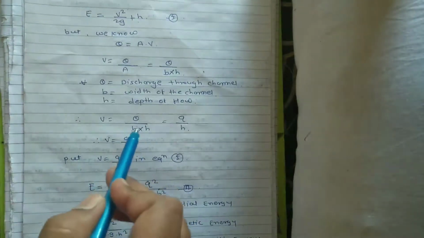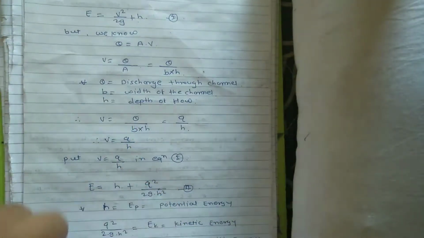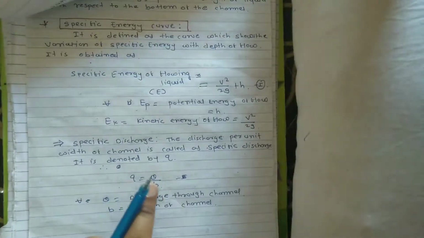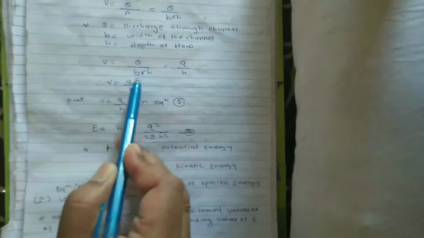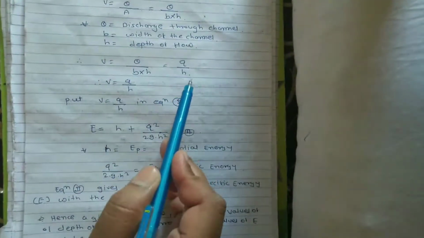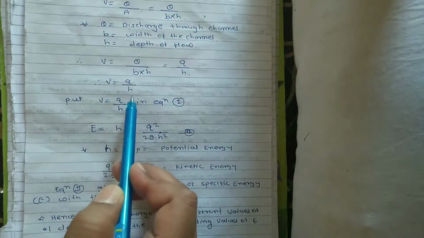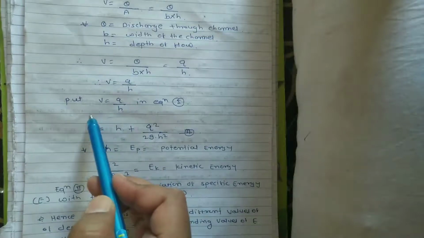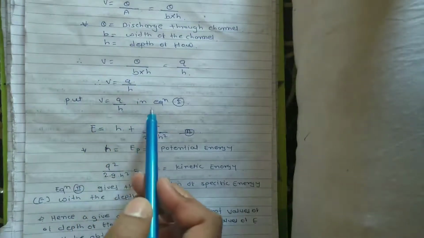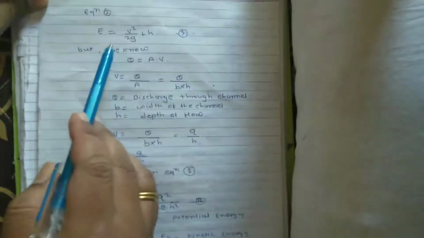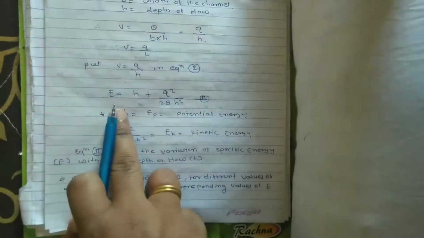If you observe, Q by b is what we just studied, that is the specific discharge, small q. So the ratio Q by b is small q, and therefore the velocity of flow is q by h. Now put this expression, V equals q by h, in equation number 1. So equation 1 will become E is equal to how much?